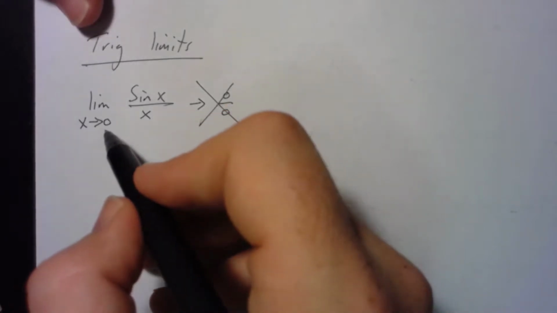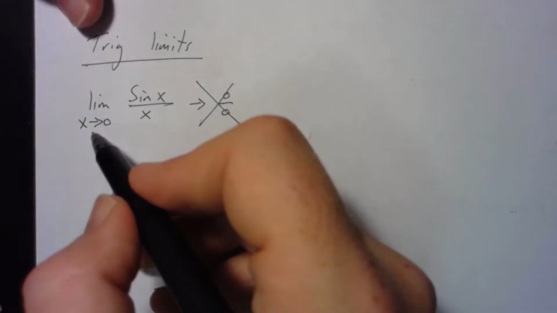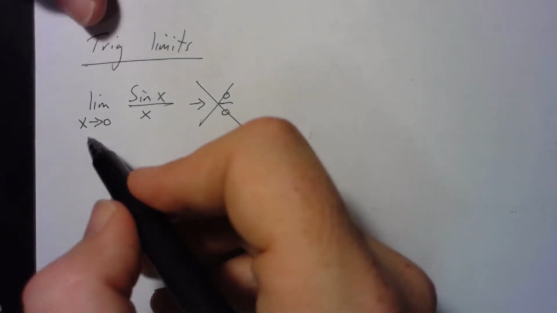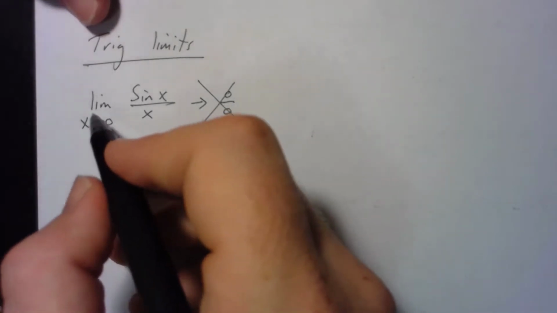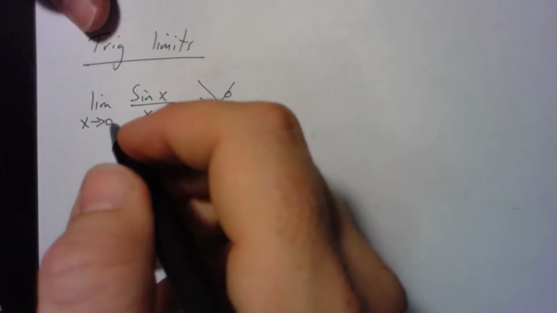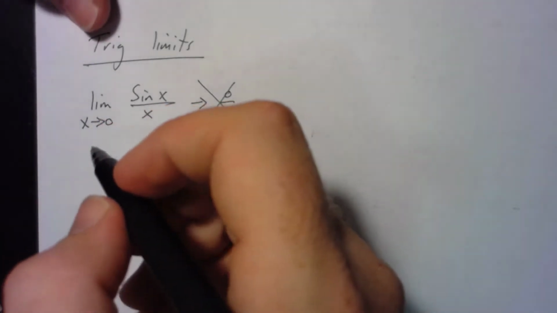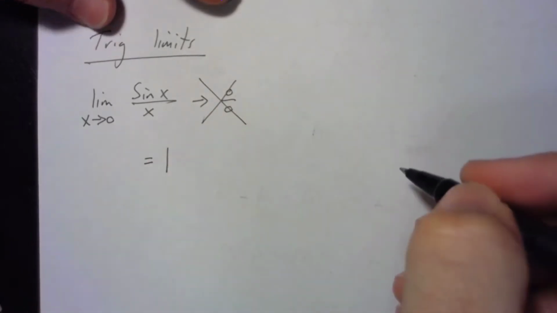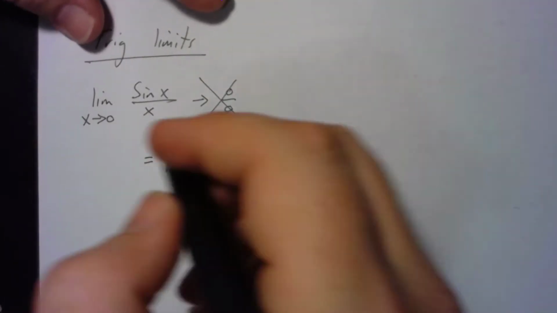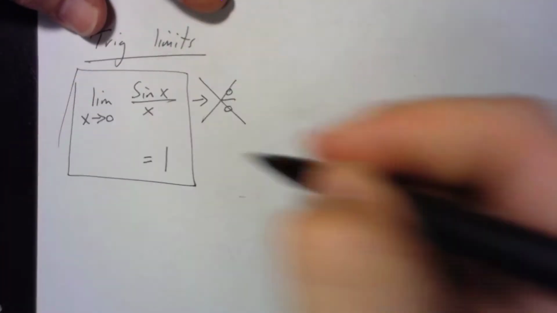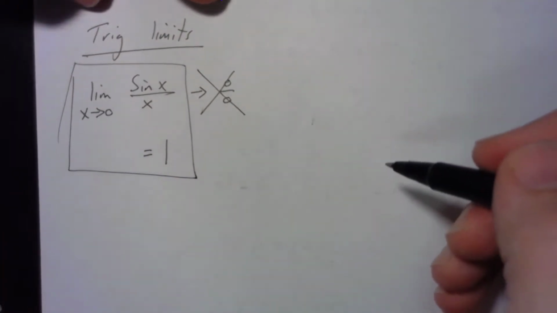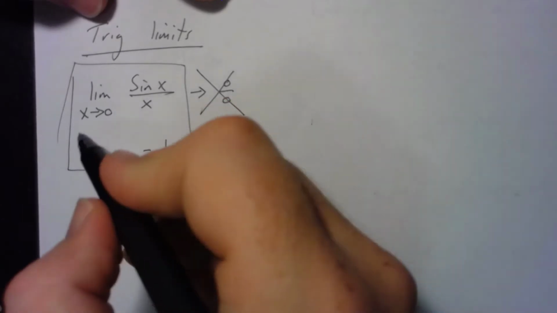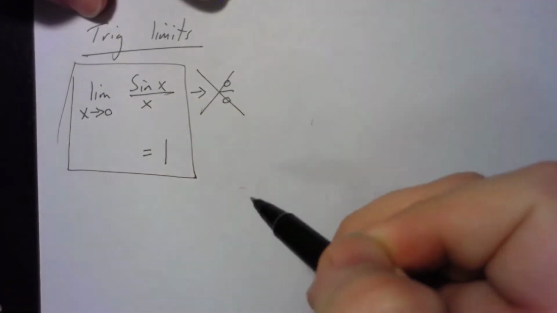So start, say, at positive 1 and then go to 0.5 and then 0.1 and then 0.01 and then 0.001. You'll do this from the negative side, starting at negative 1, going to negative 0.5, then negative 0.01, then negative 0.001. And you'll notice that when you're done using the table, this limit is actually equal to 1. So that is your first special trigonometric limit rule: the limit as x goes to 0 of sine of x over x equals 1.